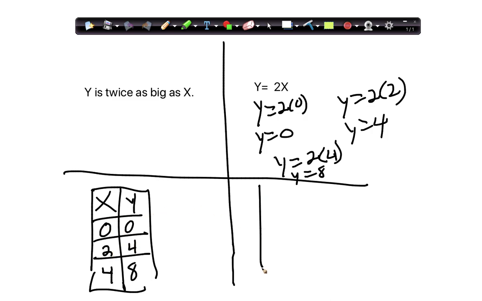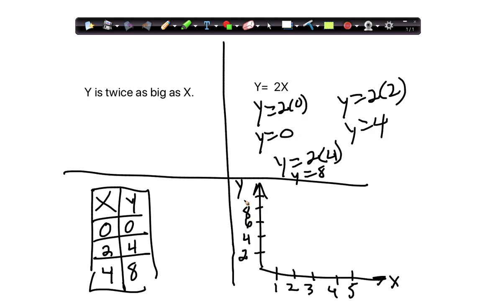And then the last thing we did was we just sketched out a graph. This is the x-axis, the y-axis, 1, 2, 3, 4, 5. And then I'm counting by 2s here, just so that I can get up to where I need to get on the scale. 2, 4, 6, 8, 10. And then this, remember, is the point 0, 0. So we put that right there.